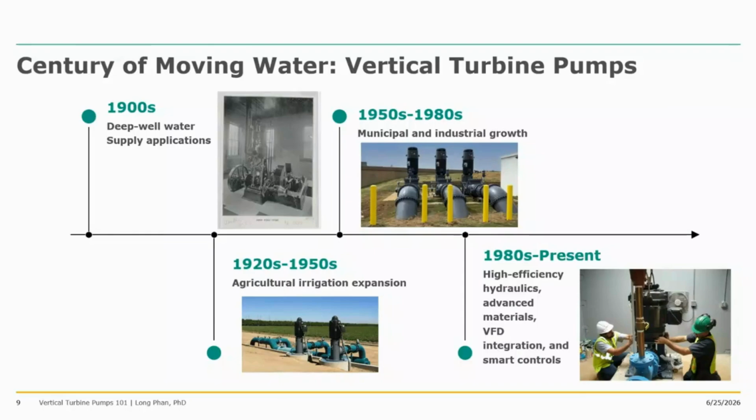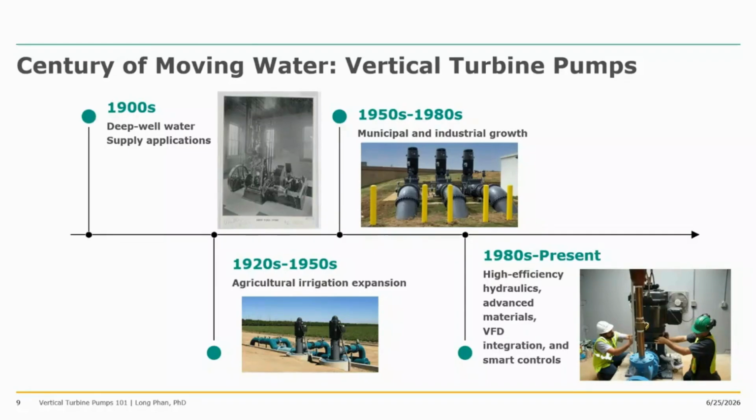From the 1920s to the 1950s, as agriculture expanded, especially across the western United States, vertical turbine pumps became a preferred irrigation pump. They could move very large volumes of water efficiently from rivers, canals, and wells, helping support large-scale farming.